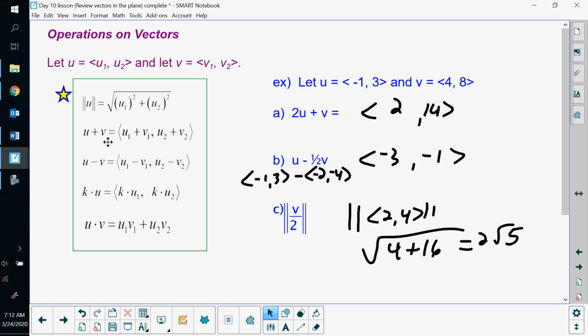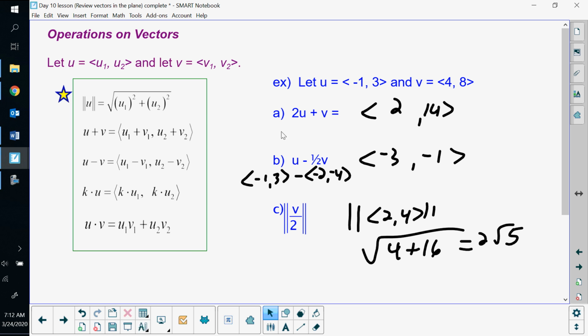To add vectors, we just add the first parts, comma, add the second parts. Same thing with subtraction. The next one, the k, this is what's called multiplying by a scalar. Essentially you can think of it as whatever that constant is distributes through to both parts of the vector. And then the last one's called a dot product. In a dot product, you multiply the first parts together, multiply the second parts together, and then add them together. And that gives us some single value for the dot product.